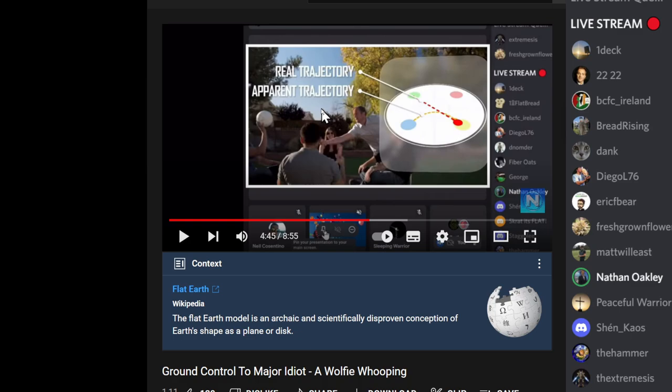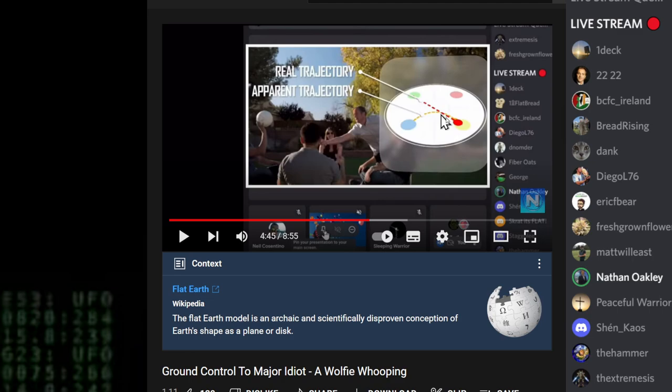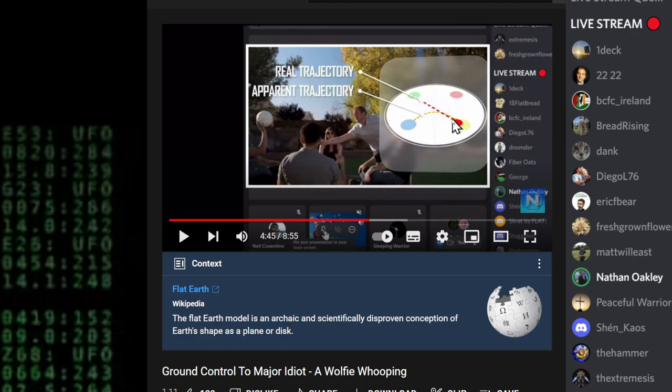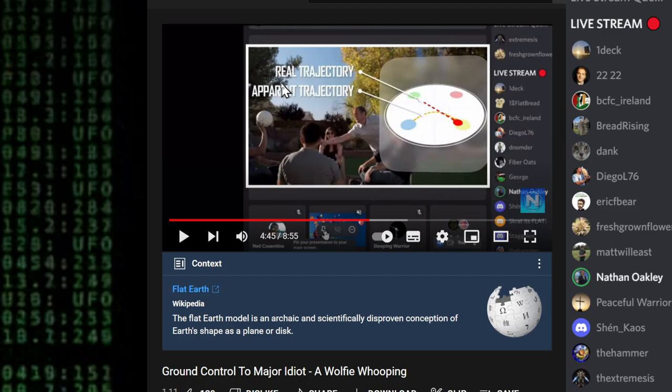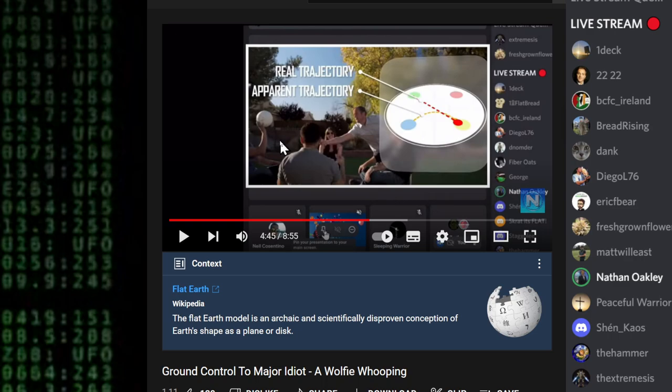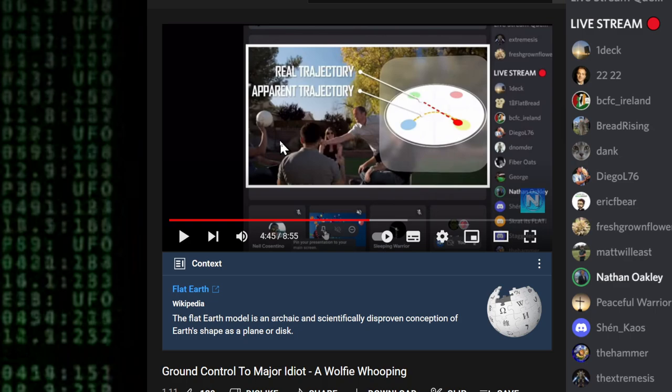Apparent trajectory? You're telling me he's making corrections for something that's not actually happening? He needs to lose his job, because the real trajectory is straight. So if he's making corrections for this curved path, he's going to kill someone. That's a fact. So, Wolfie, why are you flying a plane and making corrections for an apparent trajectory? You need to concern yourself with the real trajectory, Wolfie, as made clear here in this National Geographic video detailing Coriolis, something which you absolutely do not understand.